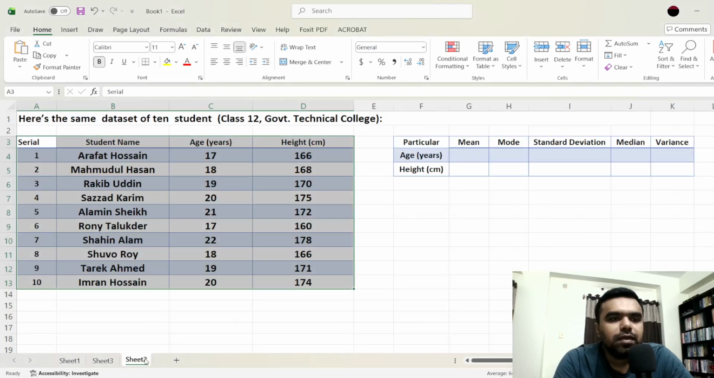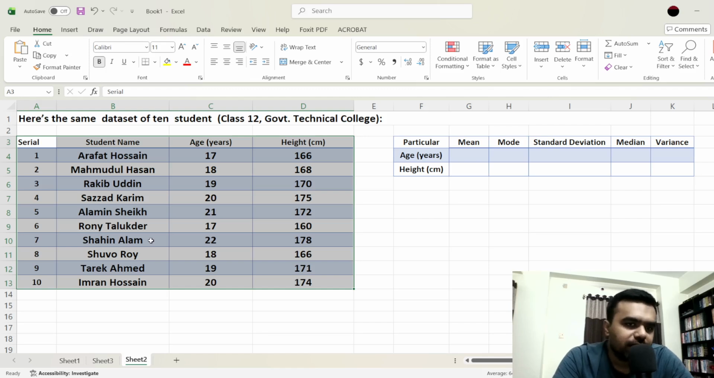Here you can see a data set of 10 students from class 12 of a government technical college. In the first column is the serial number of the 10 students, and in the second column, their names are mentioned. The first one is Arafat Hussain, and the last one is Imran Hussain.